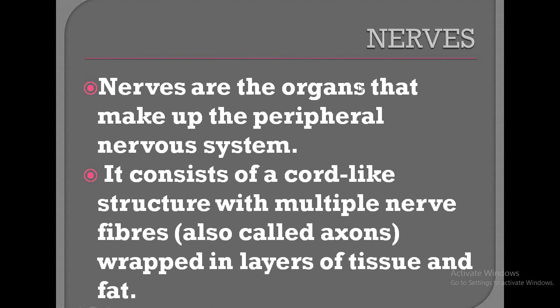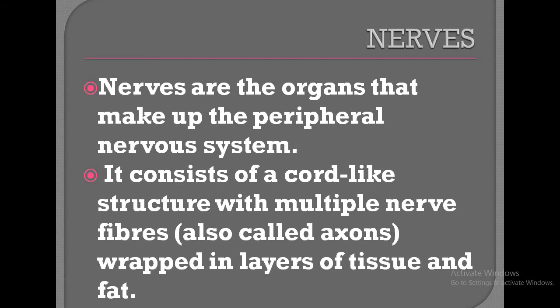Now we will see about the nerves. So nerves are the organs that make up the peripheral nervous system. We have just now discussed what is peripheral nervous system. The peripheral nervous system is composed of the cranial nerves and the spinal nerves. It consists of a cord-like structure.